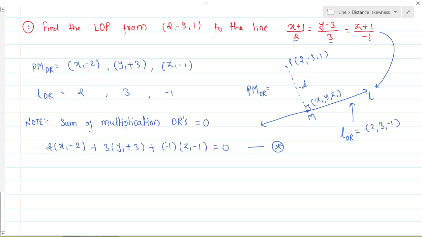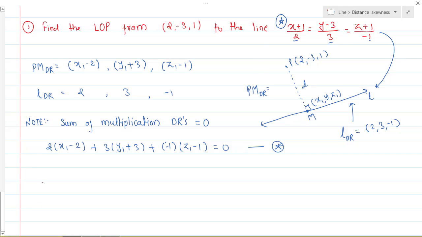Okay, this is the base for solving all the questions. Perfect. Now our task is to get the coordinate of this point M. Now can you tell me what is M point? M is the foot of perpendicular drawn from the P. Okay, and this M is also lying on this line L. Means the coordinate of this point M, x1 y1 z1, should satisfy this equation. Yes or no? Yes, perfect.